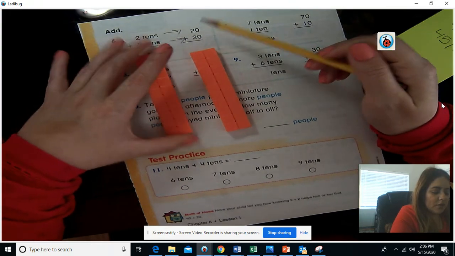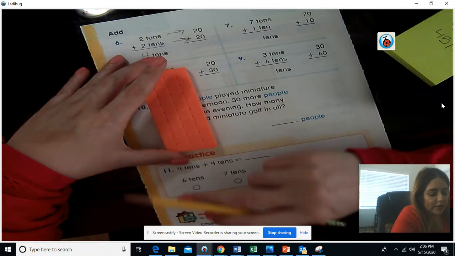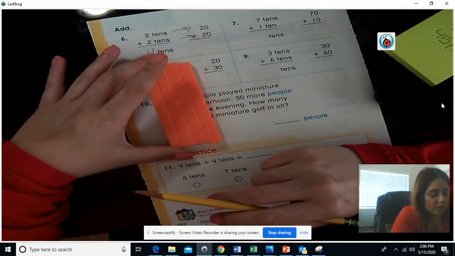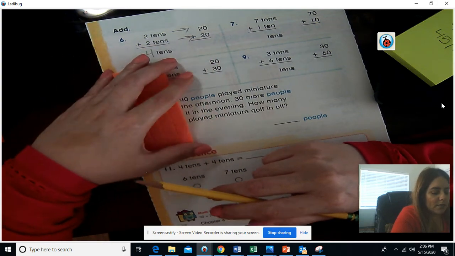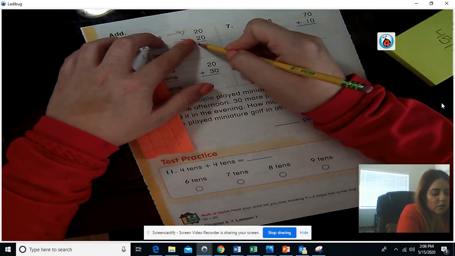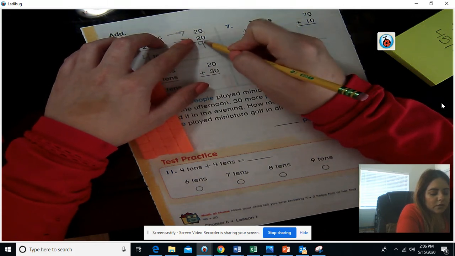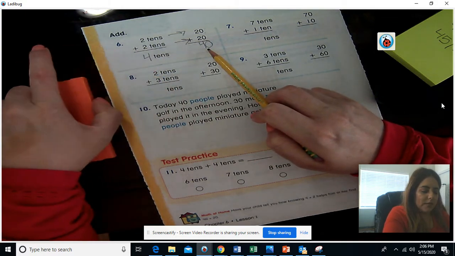20 plus 20. All together, we can count it 2 ways. We can count the cubes. We can go 10, 20, 30, 40. Or we can add the numbers. 2 plus 2 is 4. 0 plus 0 is 0. 4 tens is equal to 40.